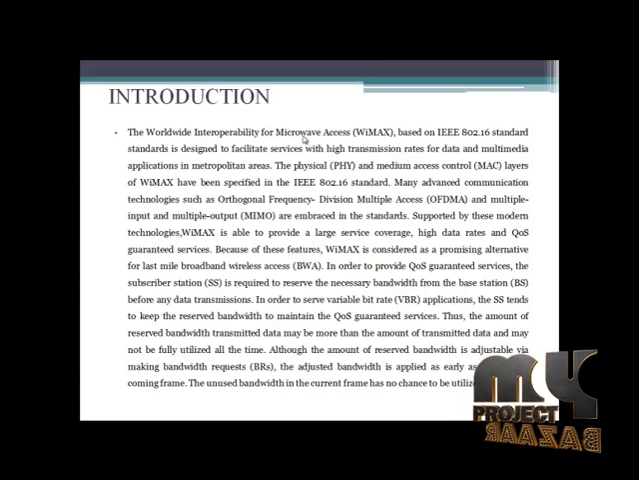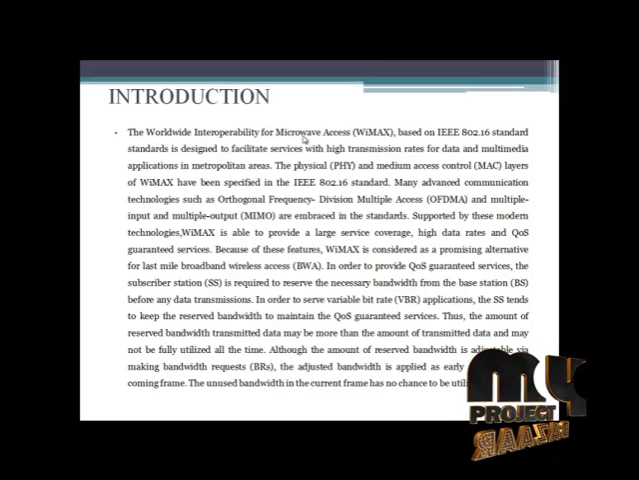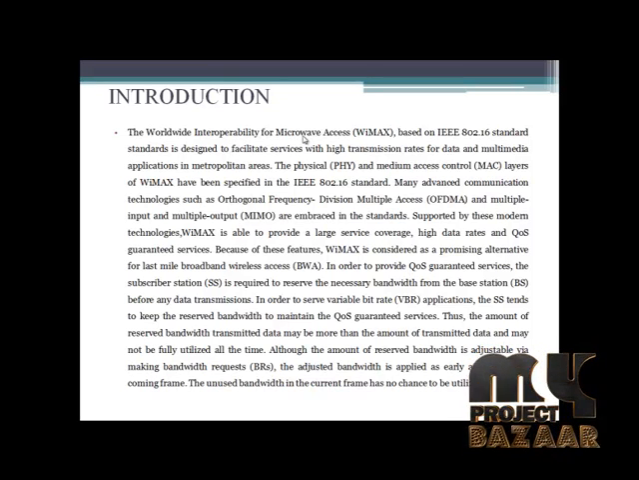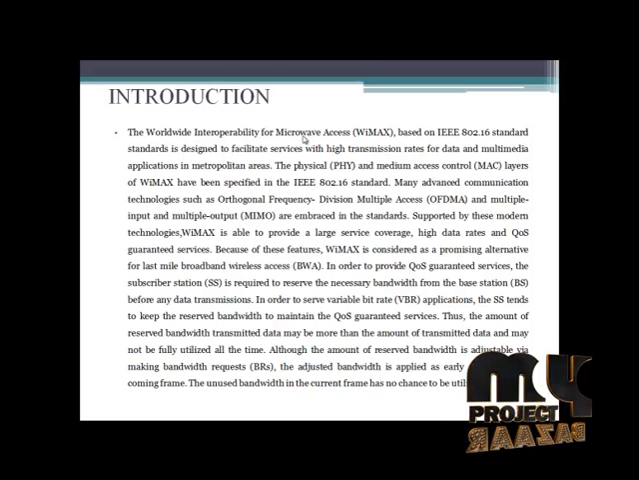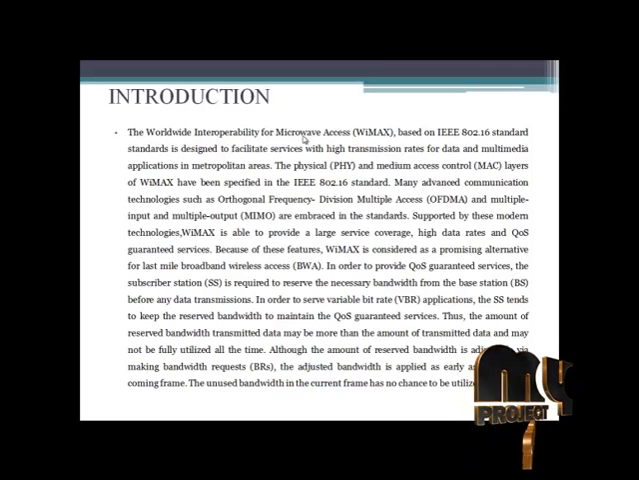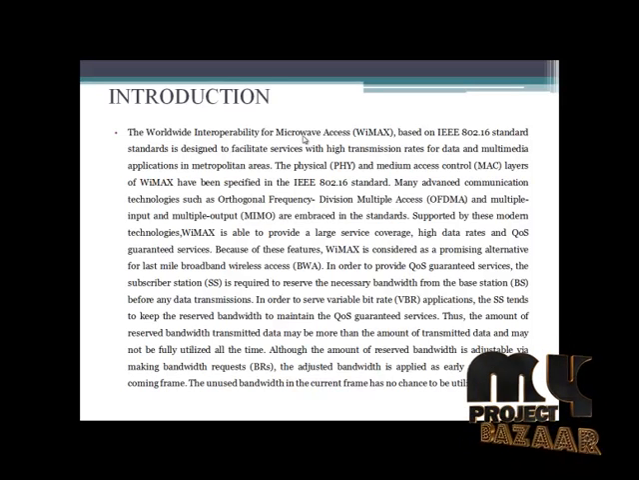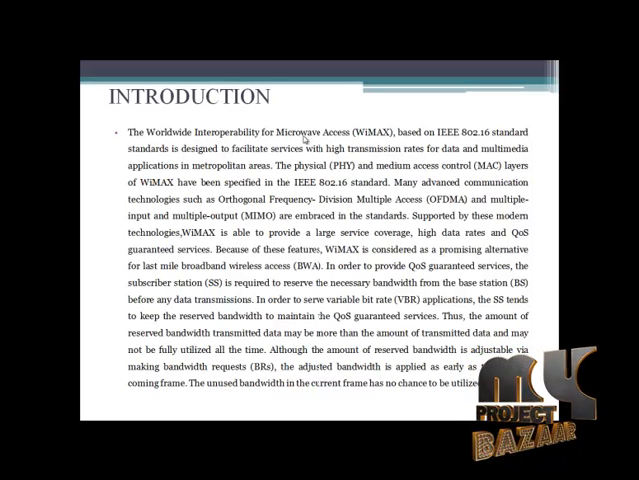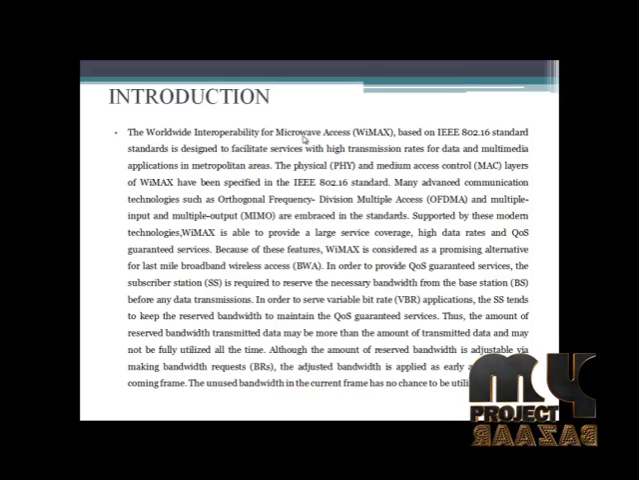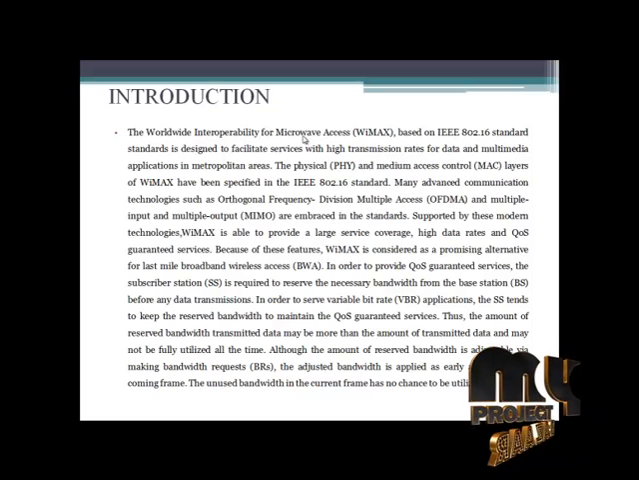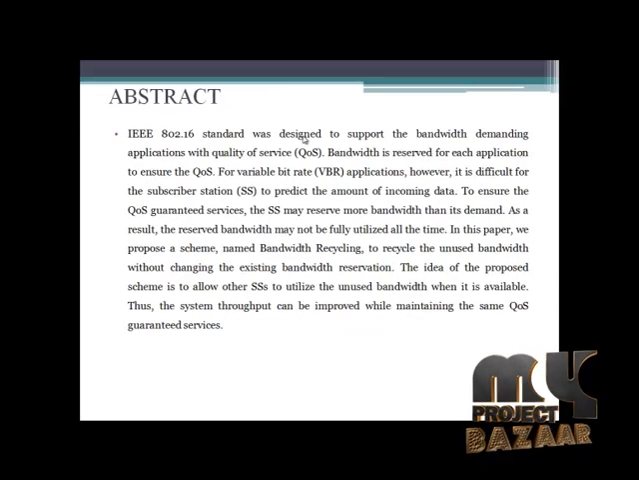In order to provide QoS guaranteed service, the subscriber station is required to receive necessary bandwidth from the base station before any data transmission. In order to serve variable bitrate applications, the subscriber station tends to keep the reserved bandwidth to maintain quality of service guaranteed service. Thus, the amount of reserved bandwidth may be more than the amount of transmitted data and may not be fully utilized all the time. The unused bandwidth in the current frame has no chance to be utilized in the form of data transmission.